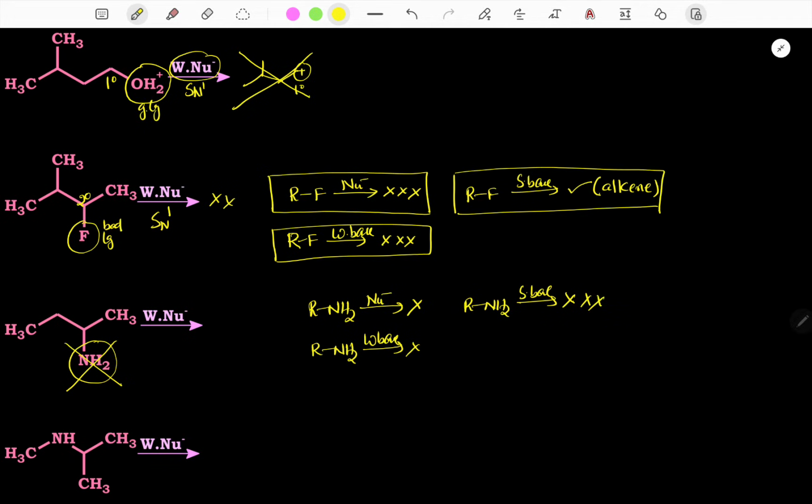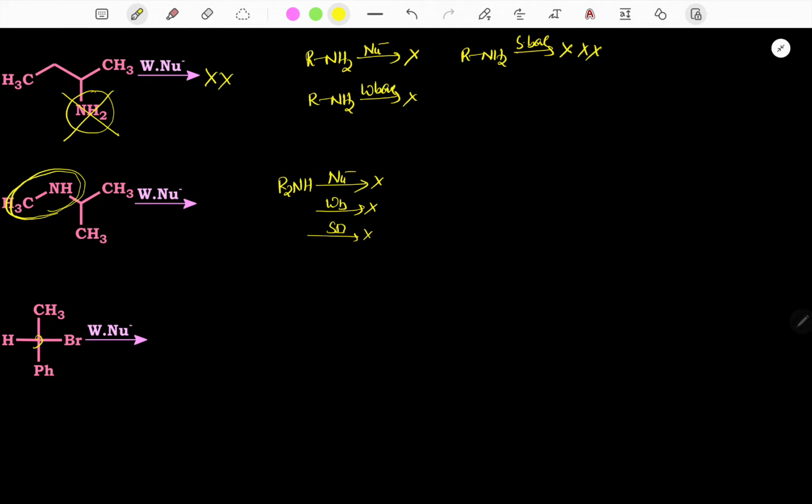Even a strong base will not react. Therefore no reaction. Similarly, next one, again an amine group, so it is also a secondary amine. Again the same condition: nucleophile, no reaction. Weak base, no reaction. Strong base, no reaction.